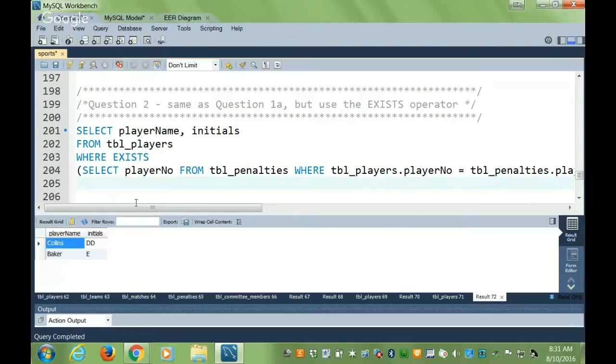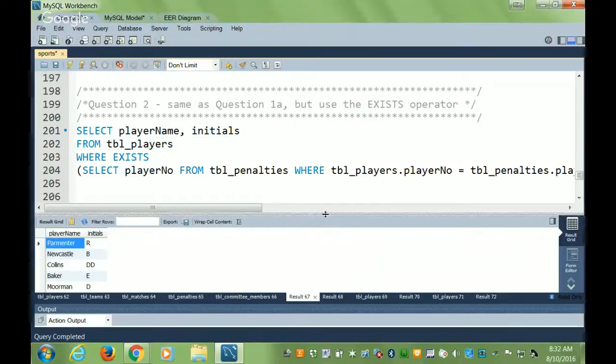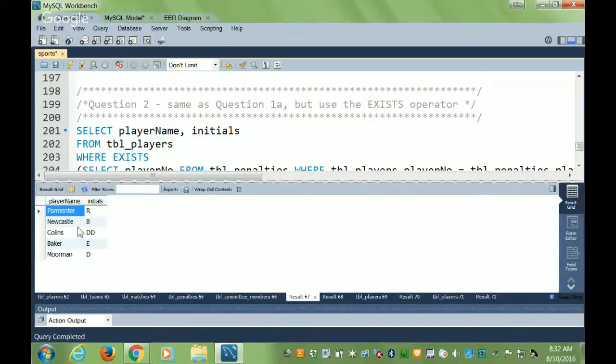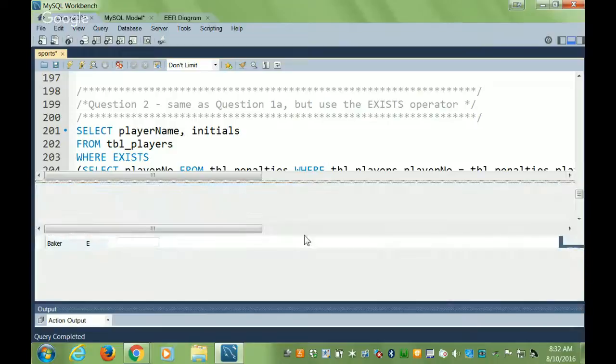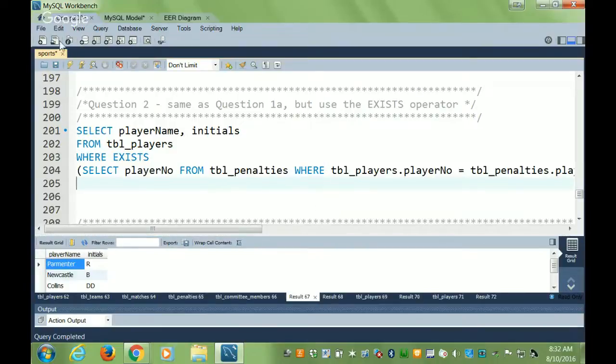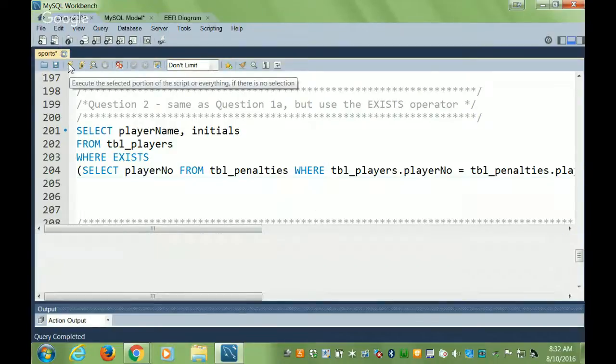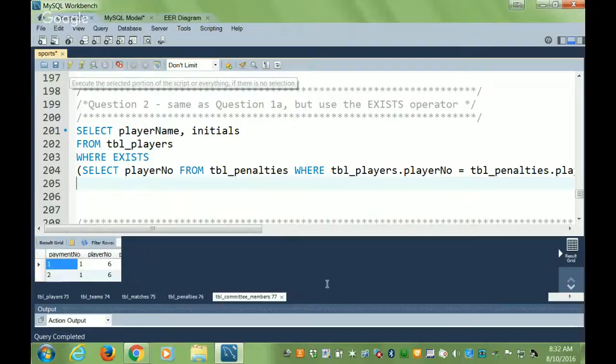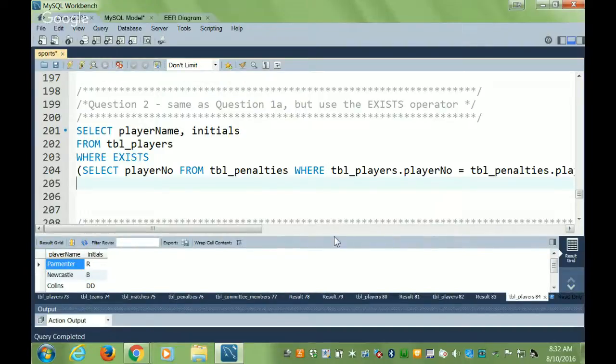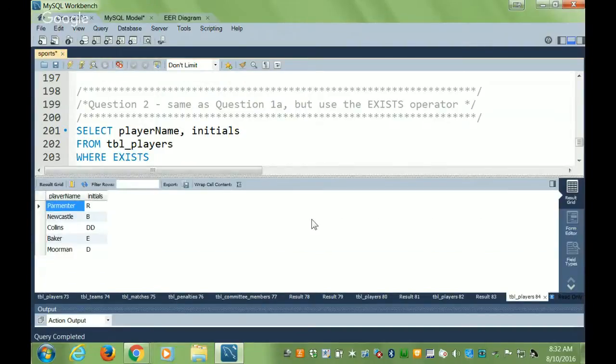That should work. So again, we should have the same answer that we had for the first few people who are paying penalties. So how many did we have? We had 5, right? So Castle, Collins, DD, Baker, E, and Moorman. Okay, so let's give it a try again. So our answers should be correct, right? And of course, syntax wise, it should be correct too. There they are.